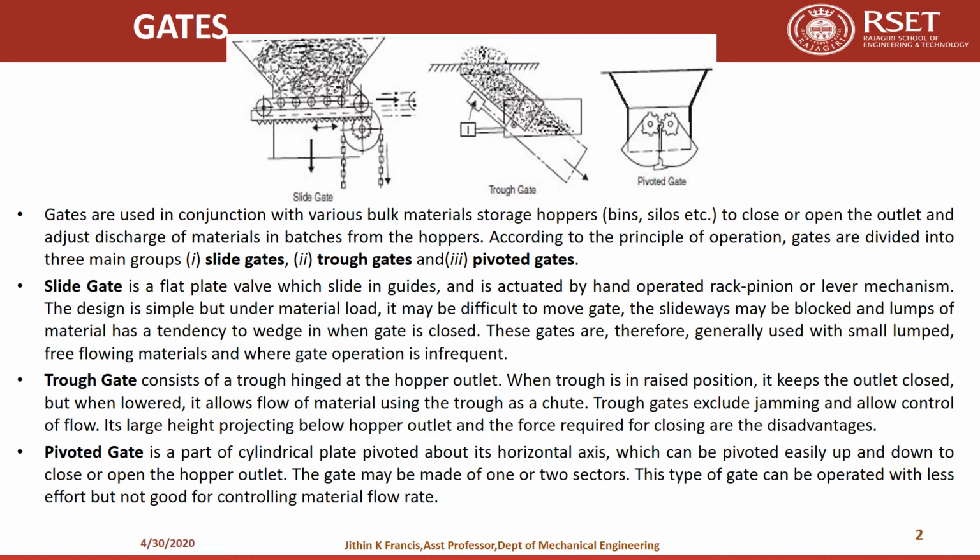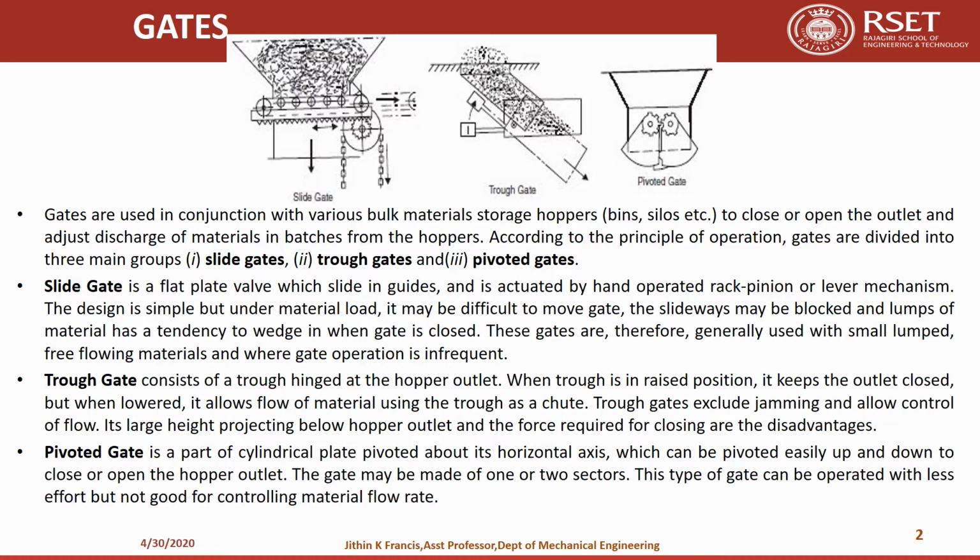Now we shall see the different miscellaneous equipments. The first one is a gate. Gates are used in conjunction with various bulk material storage hoppers to close or open the outlet and adjust the discharge of materials in batches from the hoppers. According to the principle of operation, the gates are divided into three main groups: slide gate, trough gate and pivoted gate. Now on the top you can see the figure of the gates.